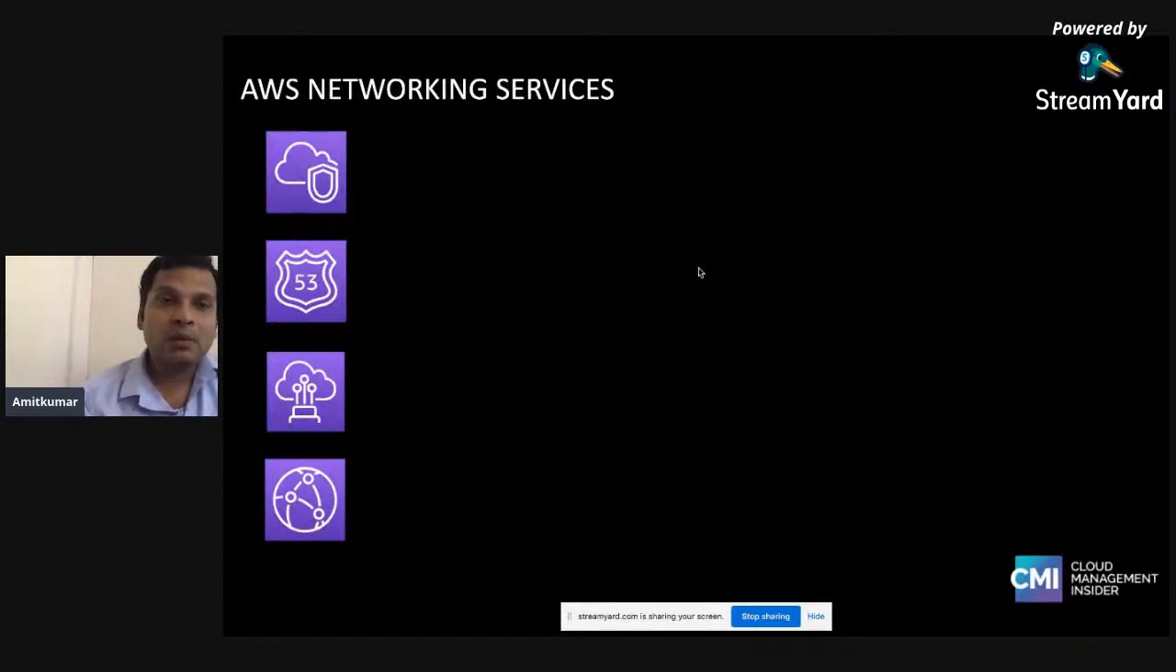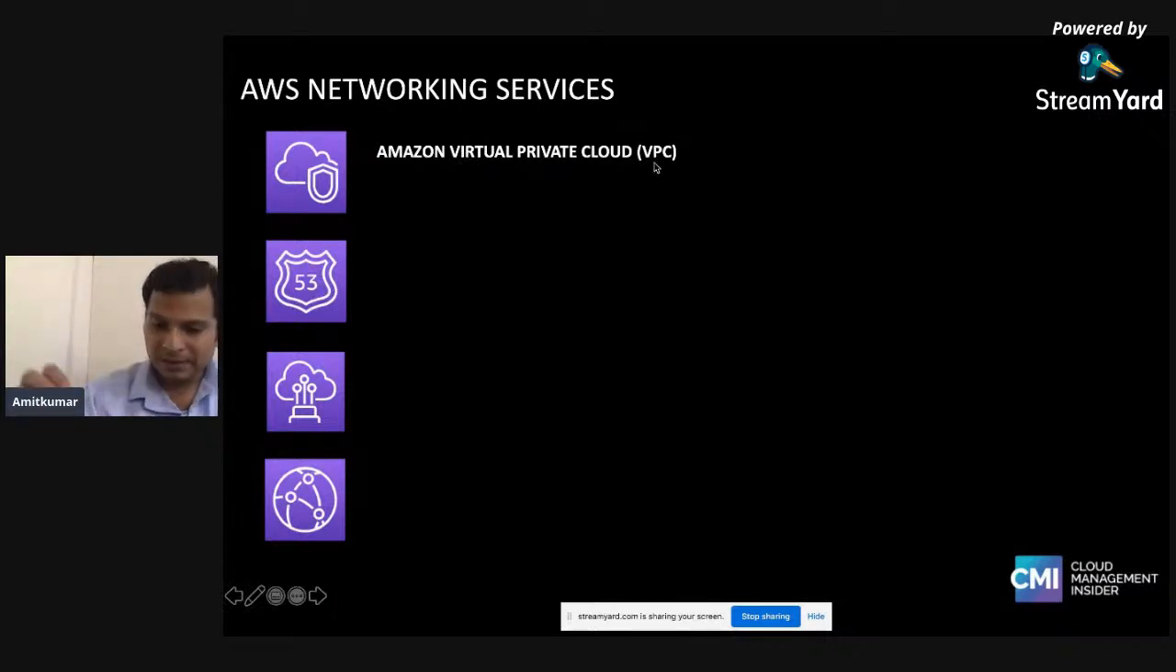How do you build a network in the AWS public cloud? There's a service called Amazon Virtual Private Cloud, VPC. This allows you to create your network. You can define your subnets. Your subnets can be in different availability zones.